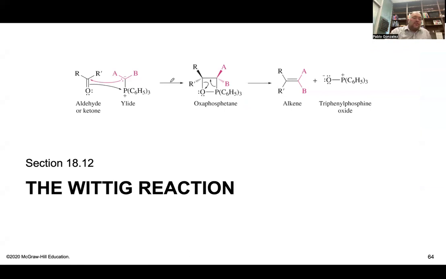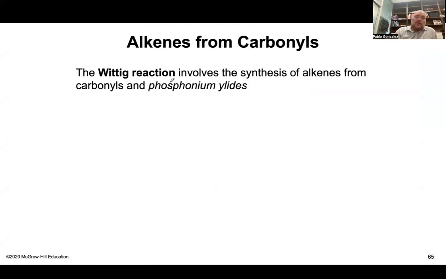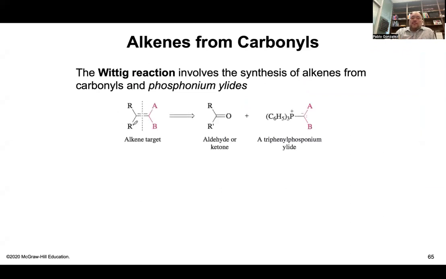So, Wittig reaction. The Wittig reaction involves the synthesis of alkenes from carbonyls and phosphonium ylides. In this reaction, we have a carbonyl group that is going to be converted to an alkene. Okay, this is going to be the Wittig reaction. So we have something like this. This is the retrosynthesis. We have here a double bond, an alkene. This alkene can come from an aldehyde or a ketone.